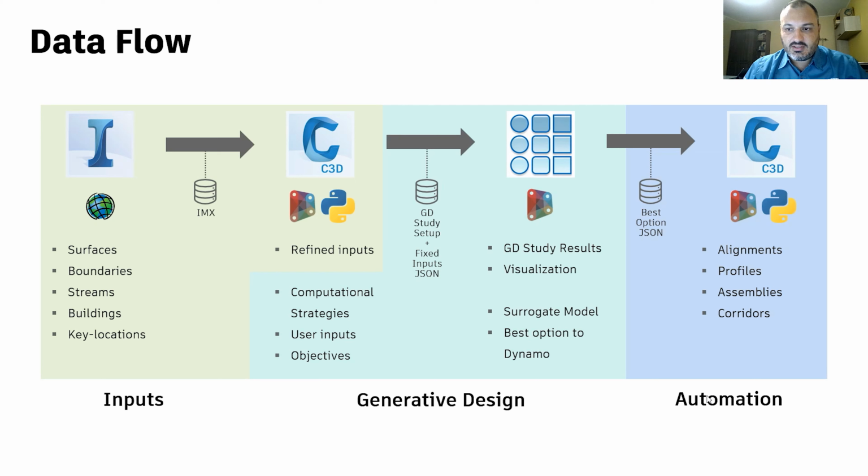Once we have the best solution, we can automate the creation of the corridors. But in order to do so, we need to leverage Dynamo once again. And Dynamo, in combination with a custom package called the Civil 3D Toolkit, expands the functionalities of Dynamo for Civil 3D out of the box. So we will have to create alignments, profiles, assemblies, and finally roll everything up into the corridors.